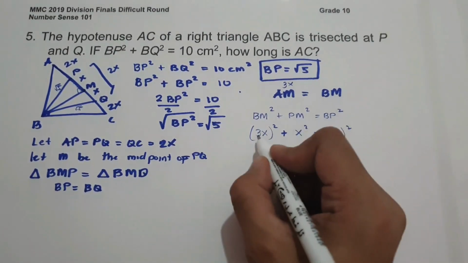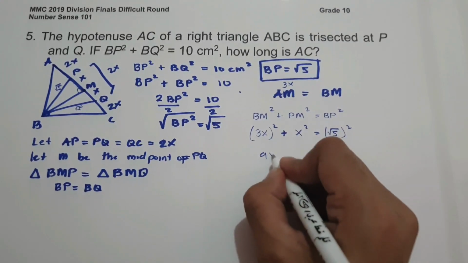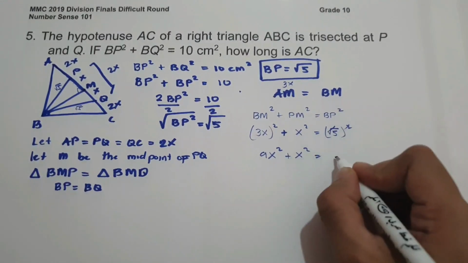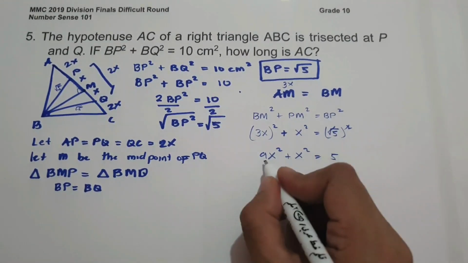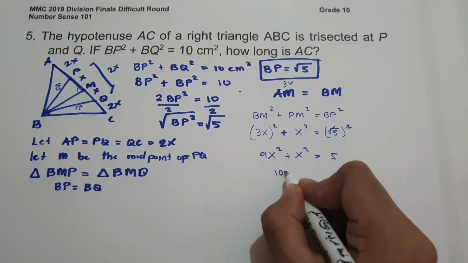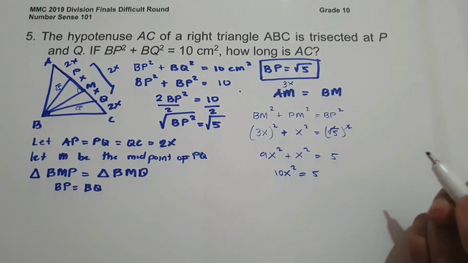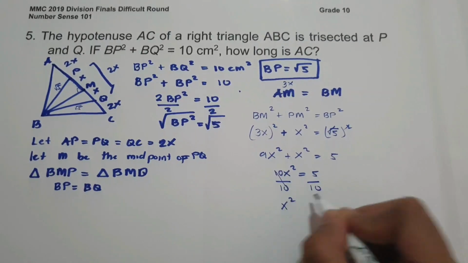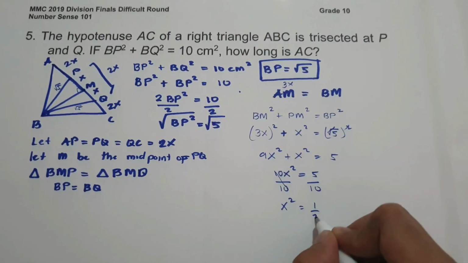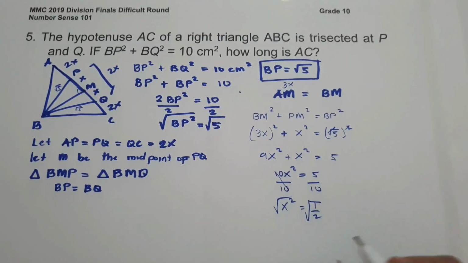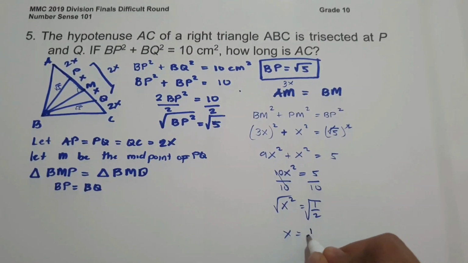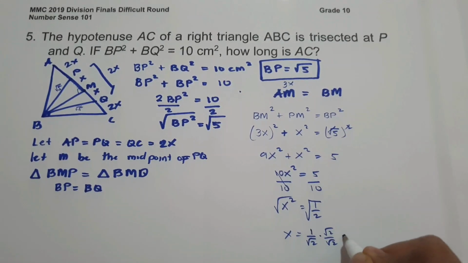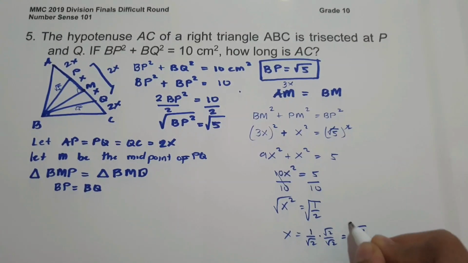So to simplify, 3x raised to 2, that is 9x squared, and then we have x squared. Then let us cancel this one, this will be 5. And then let us have 9x squared plus x squared, that is 10x squared equals 5. So divide both sides by 10. Let us cancel this one. x squared, 5 over 10 can be written as 1/2. So let us take the square root of both sides. So x is 1 over square root of 2. That is square root of 1/2. And then let us rationalize. So x will be square root of 2 over 2.